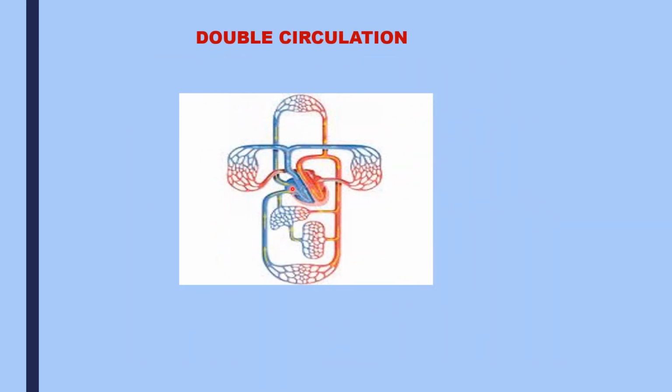Blood enters the heart twice. First, the impure blood enters the right side of the heart. From the right side of the heart, the blood is carried to the lungs for purification, and after the blood is oxygenated, the pure or oxygenated blood is brought to the left side of the heart. So blood enters the heart twice, and therefore this circulation is called double circulation.